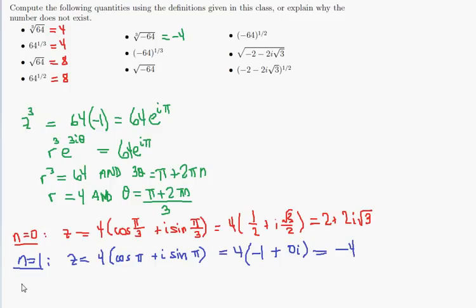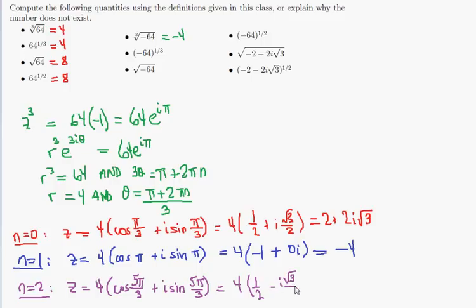n equals 2. If n equals 2, we have 5 pi over 3 as the angle, so z is equal to 4 times the cosine of 5 pi over 3 plus i sine 5 pi over 3, and that works out to be 4 times a half minus i square root of 3 over 2, which is 2 minus 2i square root of 3.